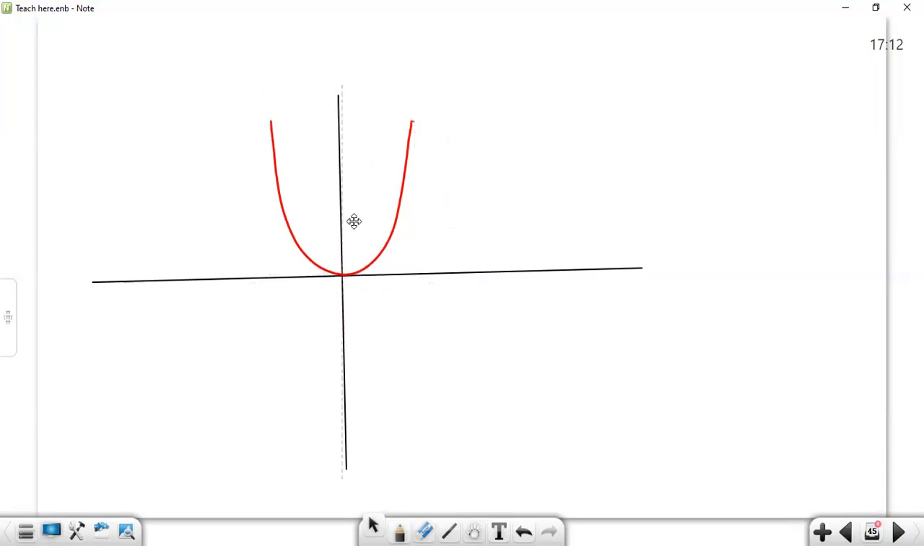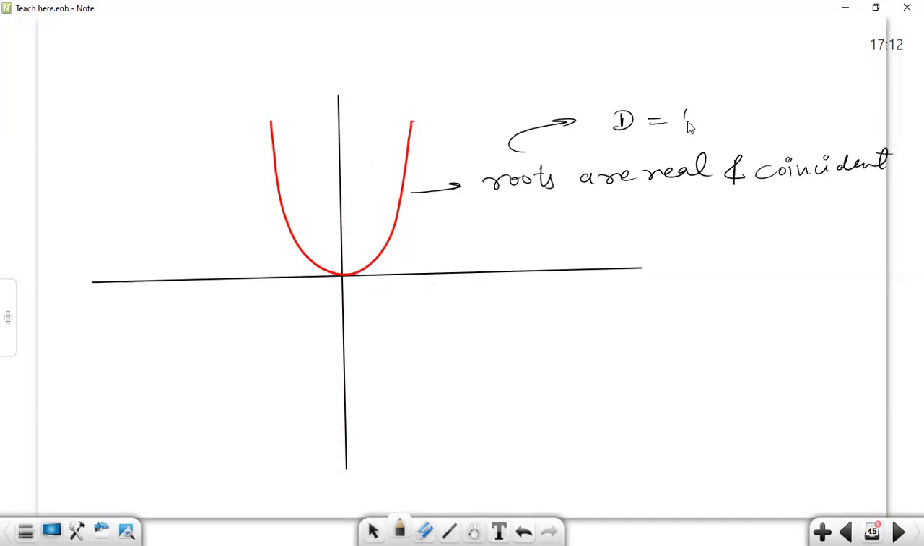In the case when the parabola is touching at one point only on the x-axis, this means that the roots are real and coincident. Coincident means the roots are the same. And this happens when the discriminant becomes 0.